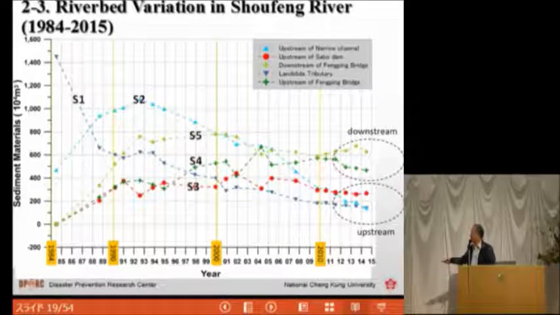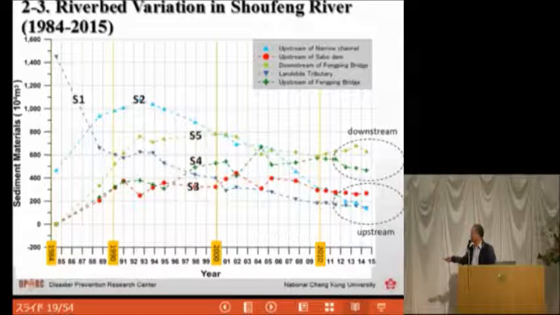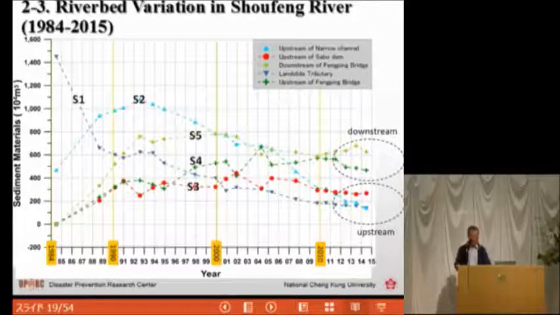But in the downstream, when the upstream riverbed eroded, then the downstream became aggradation. But till now, it still has some deposition, and the riverbed is in a high situation.